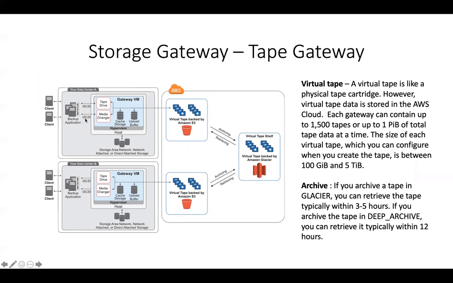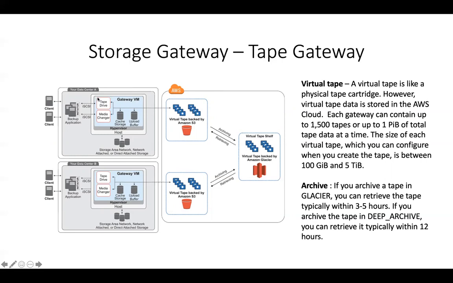So you mount your backup application as iSCSI mounts to the gateway virtual machine, where you have two types of storage. One is called the cache storage, and the other one is called the upload buffer. All of the content sitting in the upload buffer is asynchronously backed up to Amazon S3 as virtual tapes. And the cache storage is there to provide low latency access to your data. You will have to connect this gateway VM to your storage area network, or SAN, or direct attached storage, or DAS, in your on-premise infrastructure.